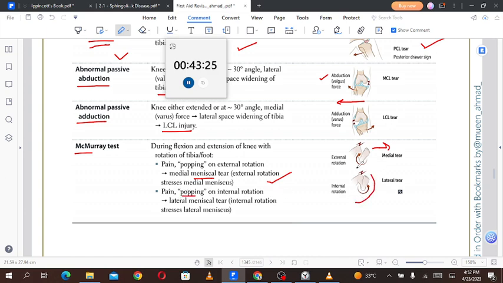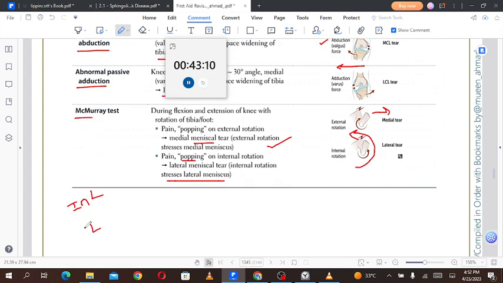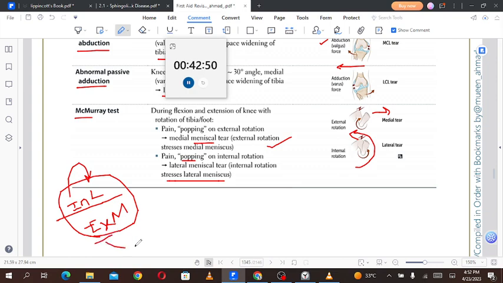If we are doing the internal rotation and we feel a popping or pain sensation, that is a lateral meniscal tear, because internal rotation stresses the lateral meniscus. So internal rotation is stressing the lateral meniscus, and external rotation is stressing the medial meniscus. Make some mnemonic out of that. Forget about the examples I gave. But remember that internal rotation will cause stress on the lateral meniscus, while external rotation will cause stress on the medial meniscus.